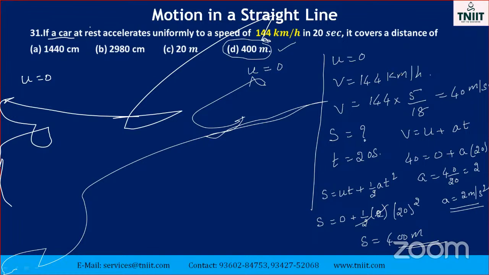So in the last class, actually, we have not converted this kilometer per hour into meter per second. So we got confused in that particular step. So what is the distance covered? It is 400 meter.